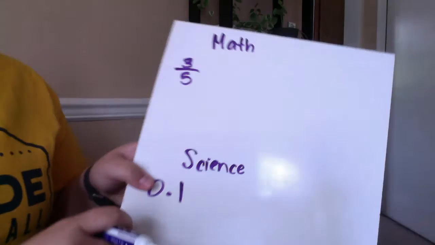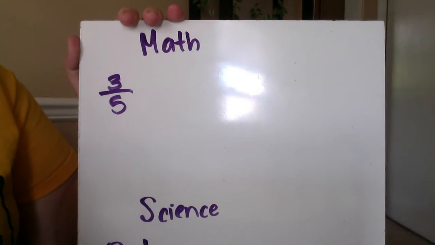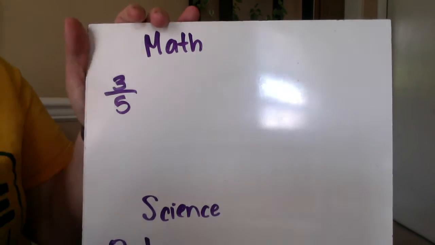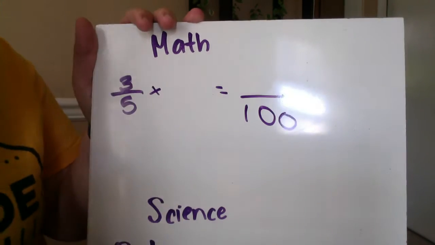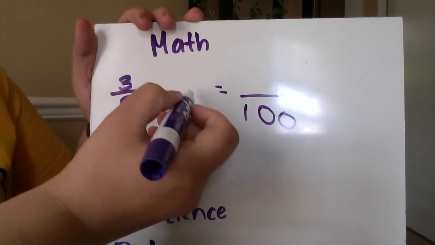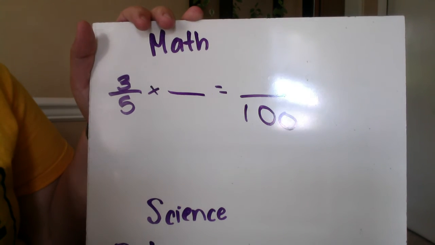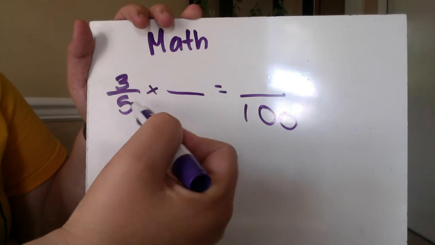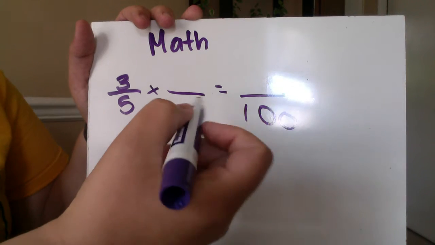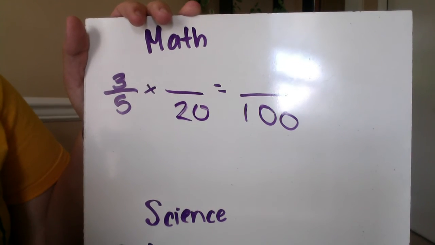Now for math, we've got 3/5, and I want to change this into a percentage. So I'm going to change this to get a 100 on the bottom. I've got to multiply 5 by something to get a 100 on the bottom. Now, you might not know what that is, so we can do a little thinking. 100 divided by 5, if I want to go backwards, is 20. So when I multiply 5 times 20, I get 100.